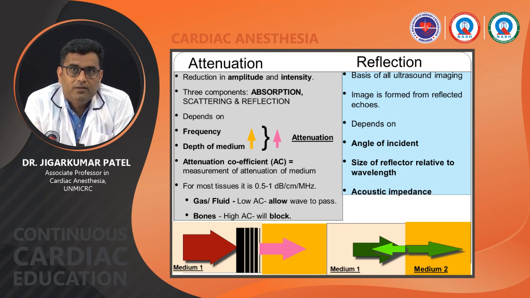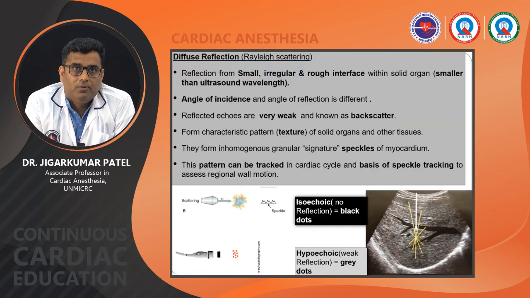Third important point is the acoustic impedance. So if there is a greater acoustic impedance difference between the tissues, then you will get more reflection. This reflection is of two types. First is the specular reflection. It is a mirror-like reflection from a large and smooth interface.